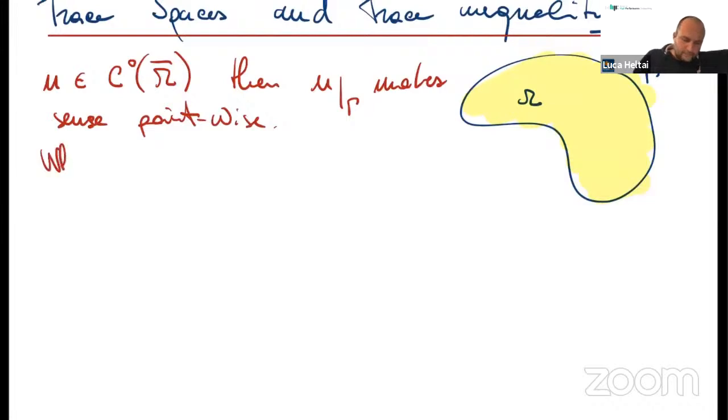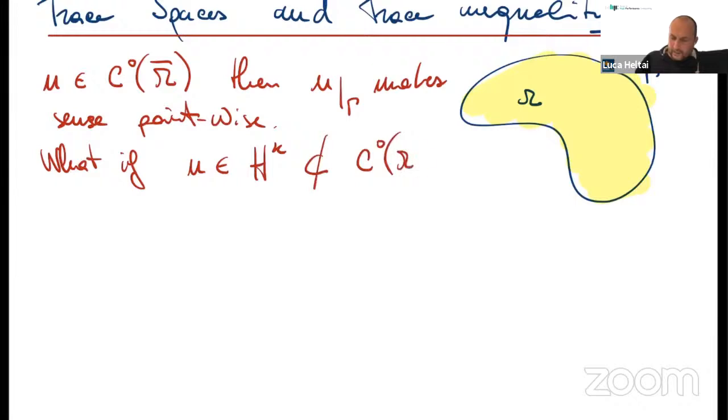What if u is in H^k, which is not included in C0 of Omega? For example, H1 of Omega for d greater or equal than 2. Okay, so H1 of Omega is not a space which is continuous in dimension bigger or equal than 2. So how do we make sense of this in this particular case?